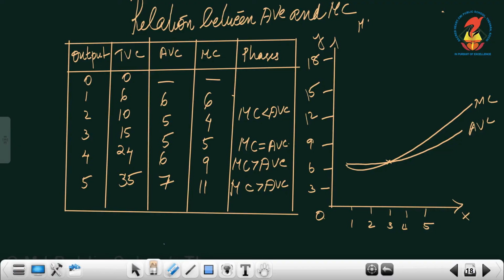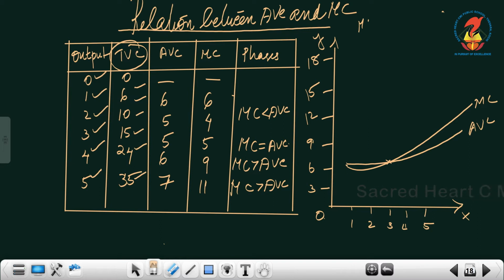Now see, with the table I am going to explain the relation between AVC and MC. Output is 0, 1, 2, 3, 4 and 5. The same table, TVC 0, 6, 10, 15, 24 and 35. You can find AVC from TVC. AVC is equal to TVC by Q, isn't it? 6 by 1, 6; 10 by 2, 5; 15 by 3, 5.